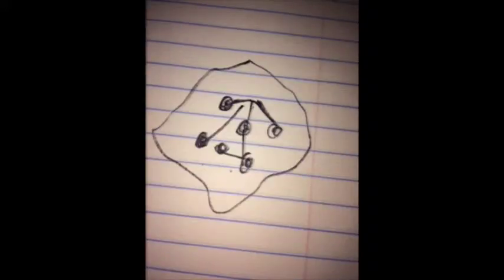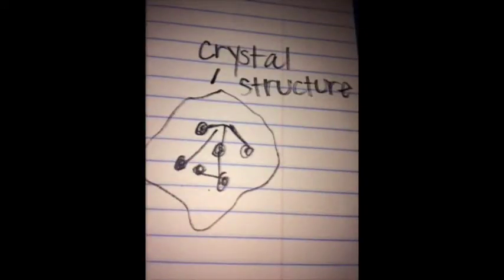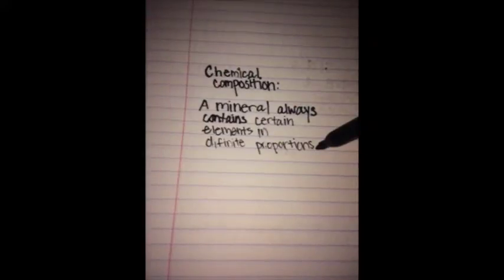Minerals have a crystal structure. This is a crystal structure. Chemical composition. A mineral always contains certain elements in definite proportions. For example, the mineral quartz has 1 atom of silicon for every 2 atoms of oxygen.